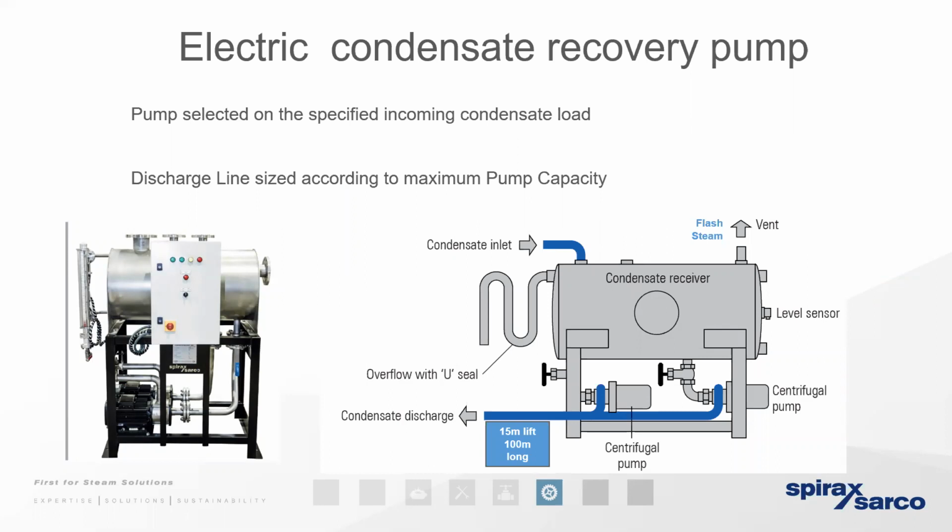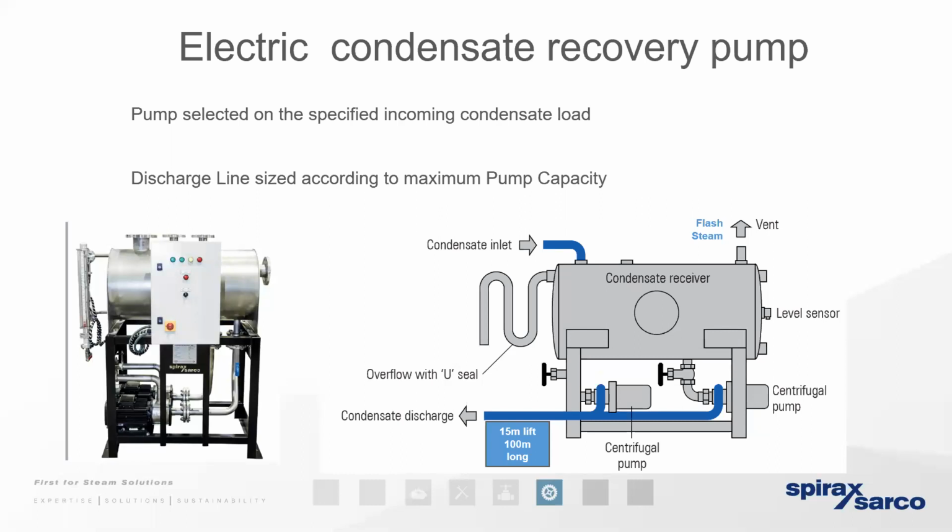It also means that because we've got electrical components there, we need to ensure that the condensate can cool down to a temperature of 100 degrees or below. So we're not going to get cavitation and failure. So we've got to size the condensate receiver correctly, and we've got to size that flash steam vent correctly.